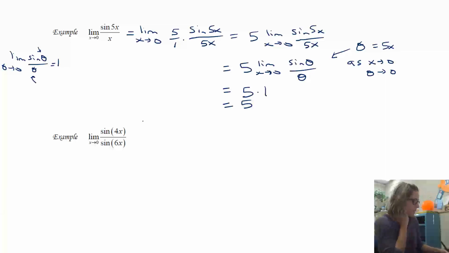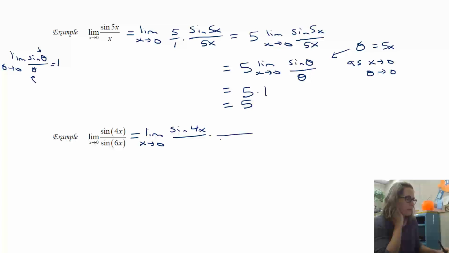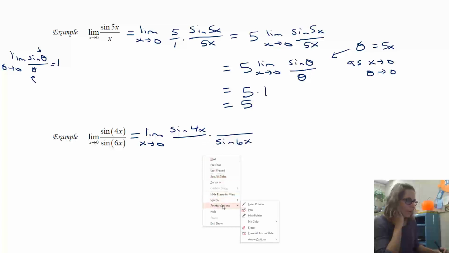So down here, it's going to be something a little bit similar, but as you notice, it's not exactly the same. So I'm going to separate these into 2 different limits. And I'm going to have sine of 4x, like this, and I'm going to have sine of 6x over here. And then the idea is, okay, well, what do we need to add so that these would look maybe like limits we can take?